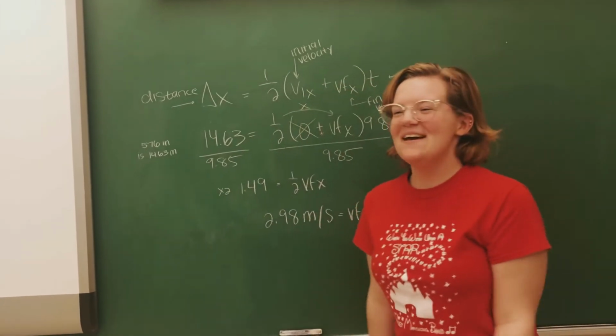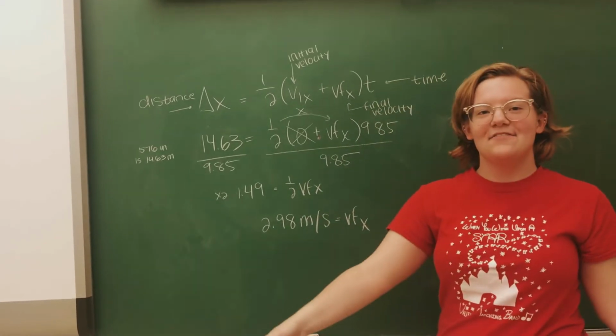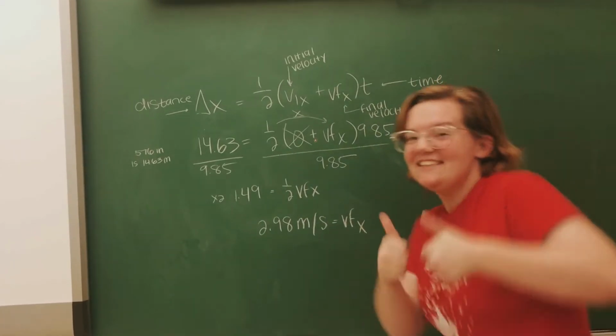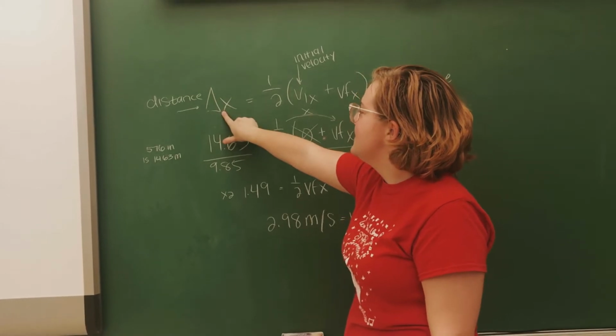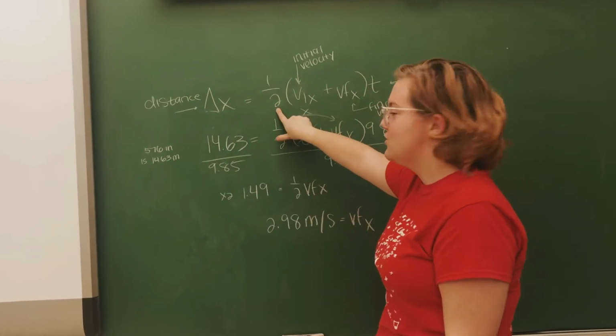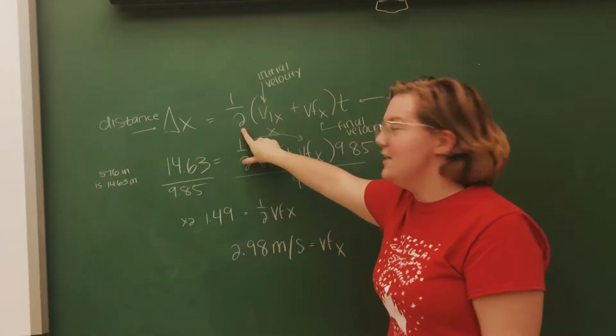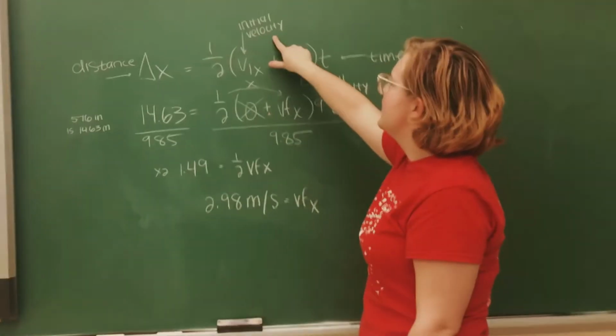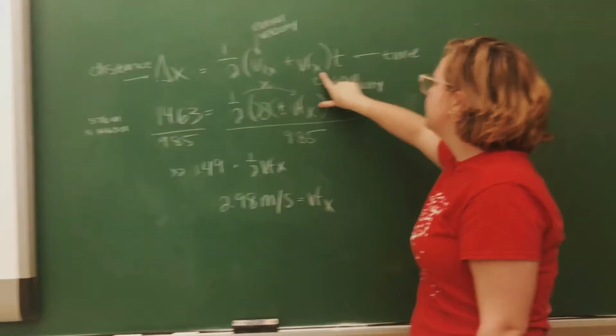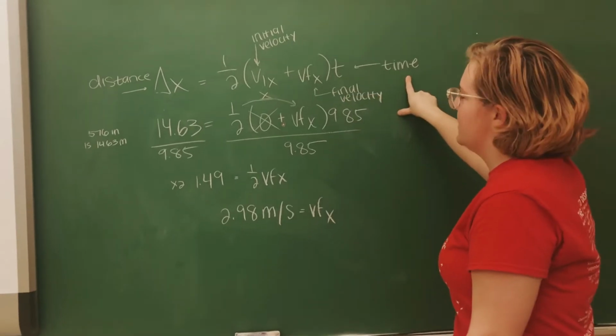Hi, my name is Megan Anthony, and I'm going to explain the math of the SAM portion, which you just watched. The delta x represents distance. The half is just a variable that is included in the equation. The vix is your initial velocity, the vfx is final velocity, and the t represents time.